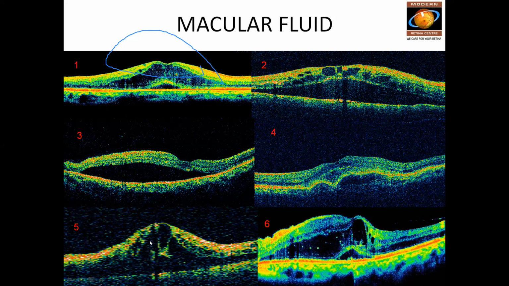There are multiple cystic spaces with adjacent retinal tissue in between. RPE is intact and the surface is normal. So this is a typical cystoid macular edema. Such a cystoid macular edema can occur in case of uveitis, or sometimes in vein occlusions. Number 6.